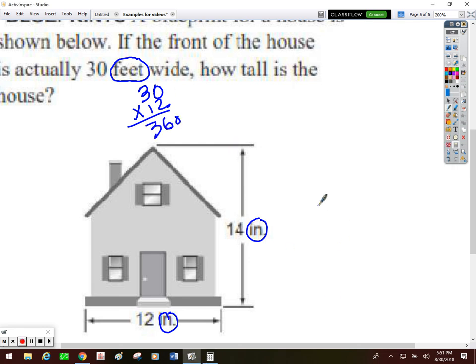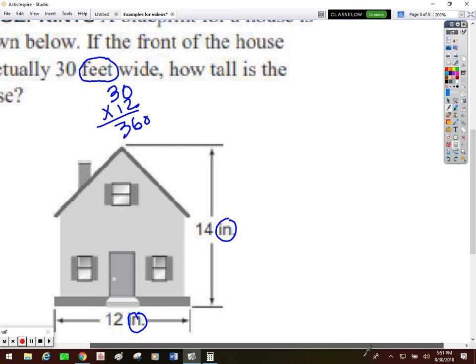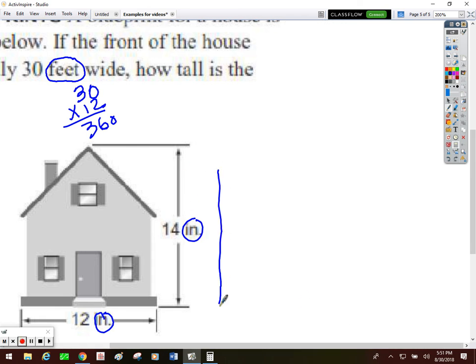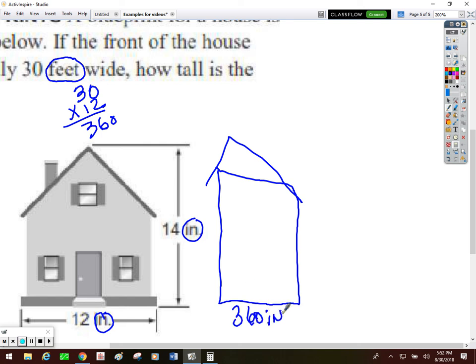So if I draw my other house, I'm going to draw it a little small. It's not going to be pretty; y'all know my houses don't look pretty. It looks kind of like Willy Wonka's Chocolate Factory. So this house is 30 feet, but I know it's 360 inches. The question is, how tall is the house?